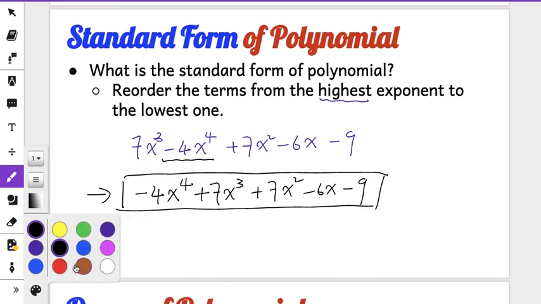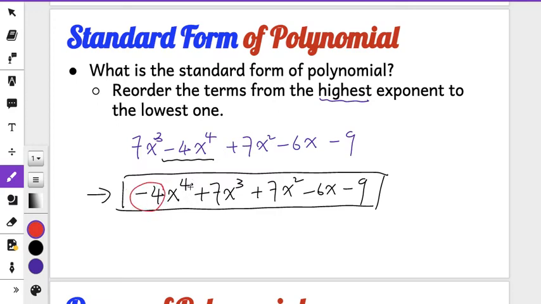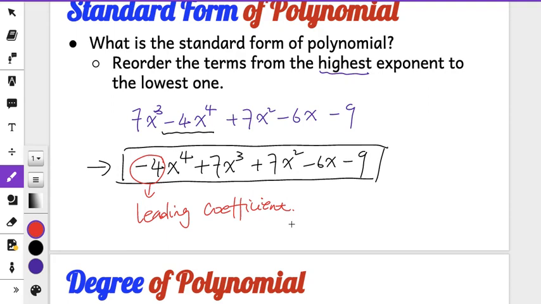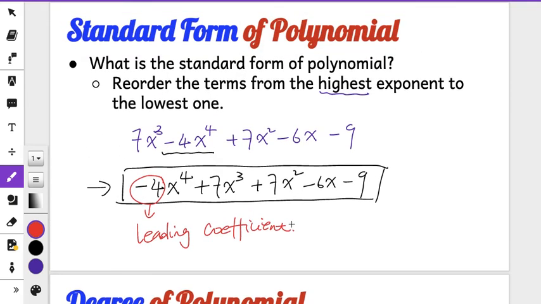But there's one thing I want to remind you. The number in front of the highest exponent, we know is called a coefficient, but since it is with the highest exponent, that's why we call it the leading coefficient. Nothing fancy, just because it is the highest one, starting from the highest degree, it is like leading the whole expression here, so we call it the leading coefficient.